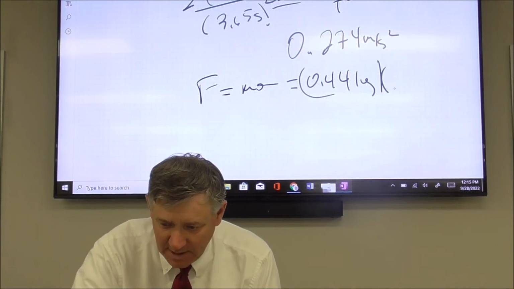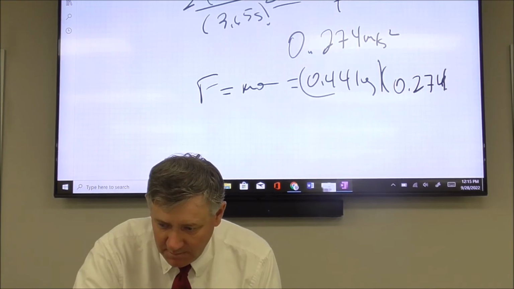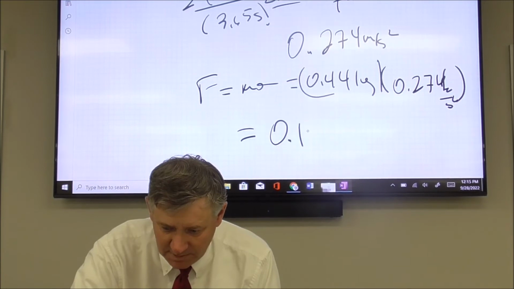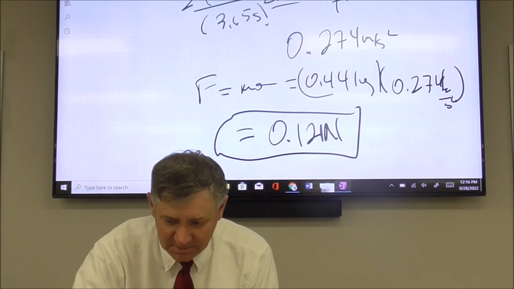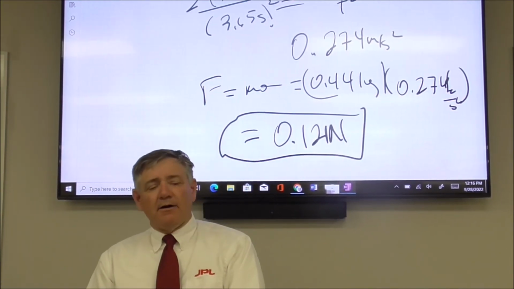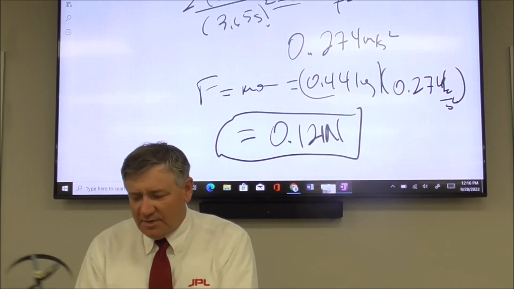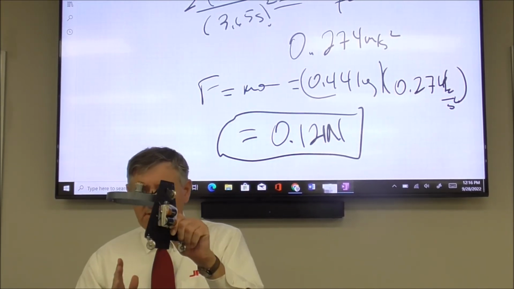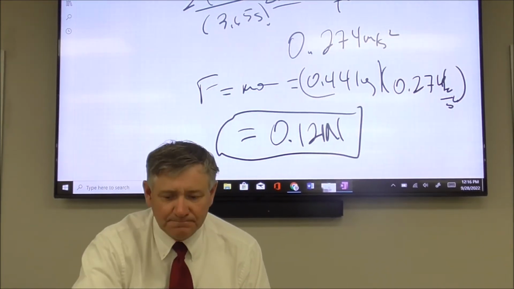Yes. Multiply that by, so somebody take 0.44 times 0.274 meters per second squared. What do you get? 0.121 newtons. Okay? Not a whole lot of force, right? Now, knowing this number, let's think about this. So when this fan is spinning, it can produce a force in this direction of 0.12 newtons, okay?